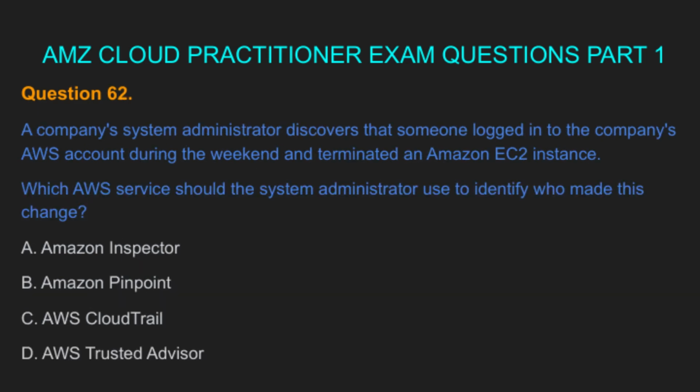Question 62. A company's system administrator discovers that someone logged in to the company's AWS account during the weekend and terminated an Amazon EC2 instance. Which AWS service should the system administrator use to identify who made this change? A. Amazon Inspector. B. Amazon Pinpoint. C. AWS CloudTrail. D. AWS Trusted Advisor. The answer is C. The AWS service that the system administrator should use to identify who terminated an Amazon EC2 instance in their AWS account is AWS CloudTrail.